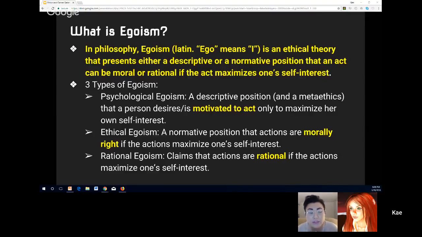Second type of egoism is called ethical egoism, which is a normative position. So normative in philosophy means to normalize something, to become a behavior, to say this is the right thing to do. And it's the belief that actions are morally right if the actions maximize one's self-interest. So in this sense, morality is determined by whether the act that you do benefits yourself. So if it doesn't benefit me, myself, it's not moral under this ethical theory. The third type is rational egoism, which is the belief that actions are rational, that it's logical somehow, it makes sense, if it maximizes one's self-interest.